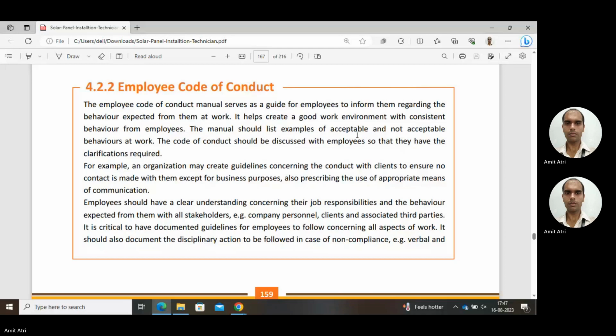Today we will discuss the next topic. That is topic number 4.2.2 under the solar PV installer course. This topic covers the employee code of conduct.